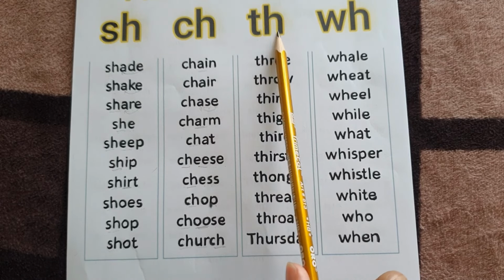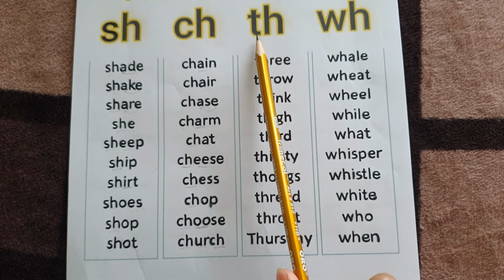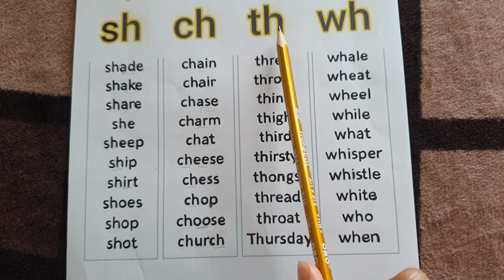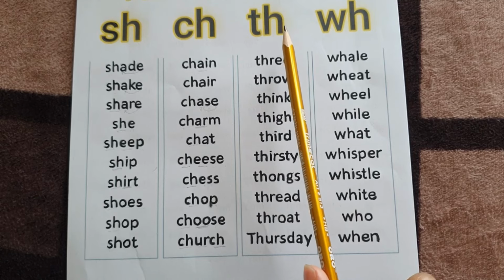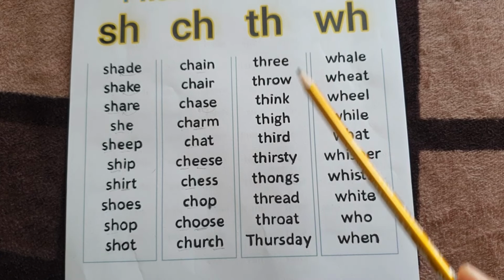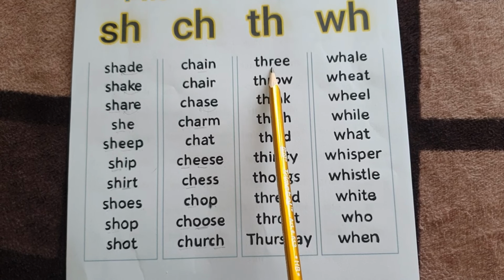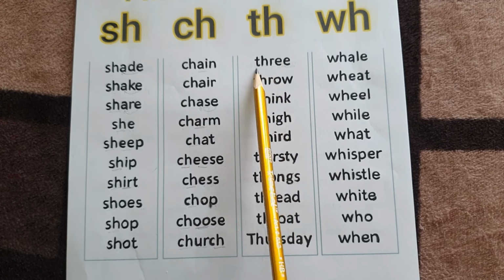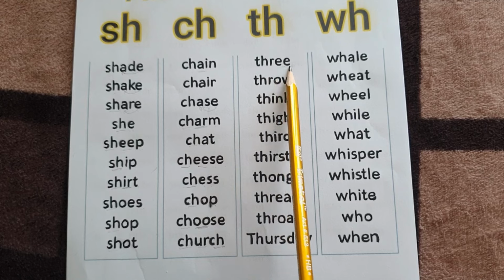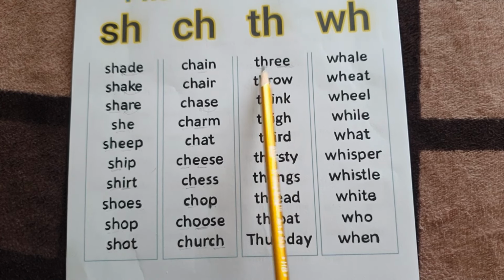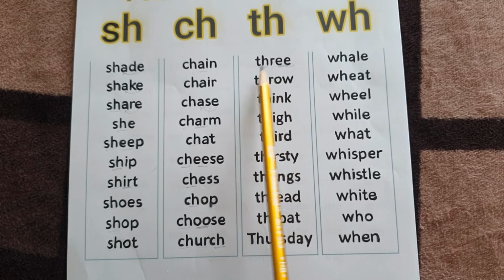Now let's look at th sound blending words. Actually, this T and H has two sounds. One is the voiced th and the other is the unvoiced th, like thin, think. So here we will see examples for the th sound. Th, r, ee, three. So here are two digraphs. One is th and the other is ee. Th, r, ee, three.